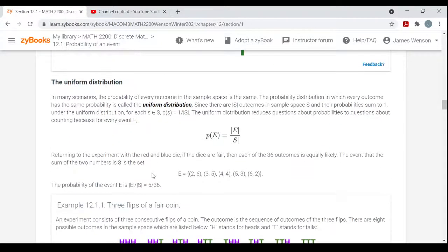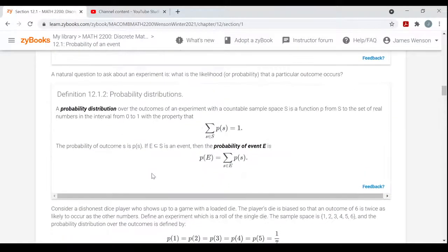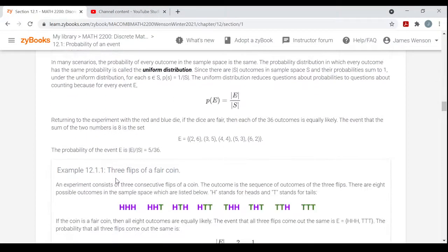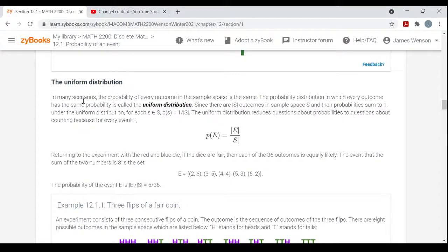Now they're getting into a specific kind of distribution. They talk about a probability distribution here, a specific kind called the uniform distribution. So in many scenarios, the probability of every outcome in the sample space is the same, or they would say that every outcome in the sample space is equally likely. You may hear those words. The probability distribution in which every outcome has the same probability is called the uniform distribution.